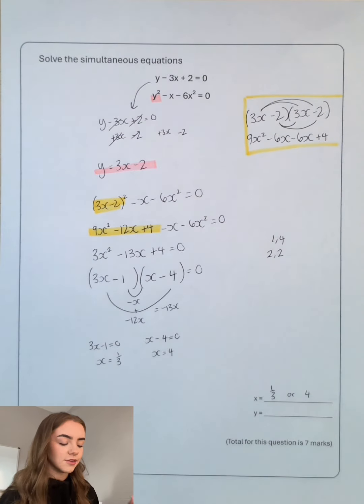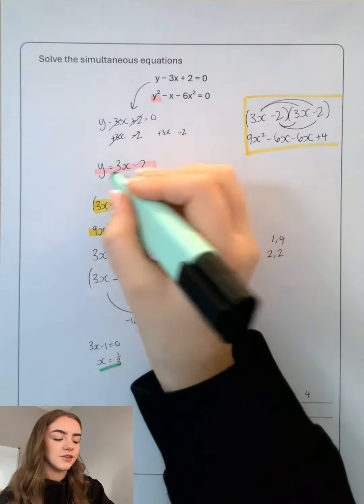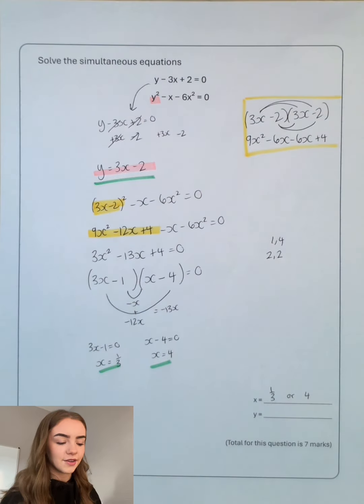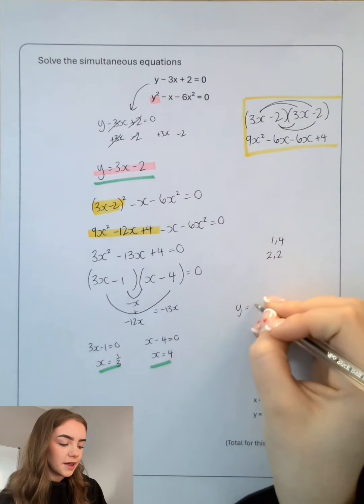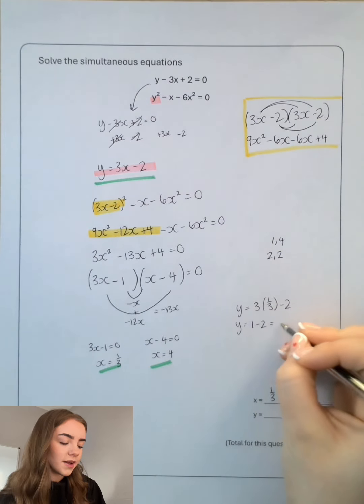Then to find y, we'll need to substitute both of these values back into our original equation, which we already have an equation to find y. y is equal to 3x minus 2. For our first value of x, y will be equal to 3 times a third minus 2. 3 times a third is 1, and 1 minus 2 is minus 1.